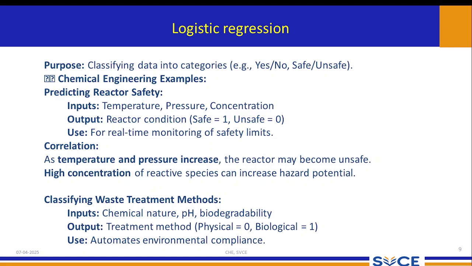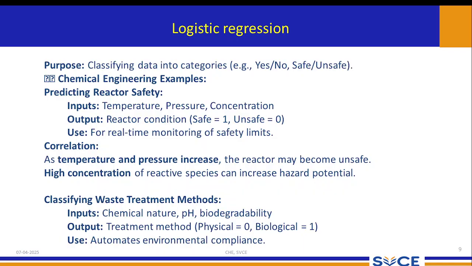The input is the chemical nature, whether it is hazardous in nature, or whether the toxicity level of the chemical, it all depends. The chemical nature is considered as the input, such as pH and biodegradability, and the output is the treatment method. So whether the biodegradability or the chemical nature is very toxic, whether we need to go for treatment or not, physical or chemical.